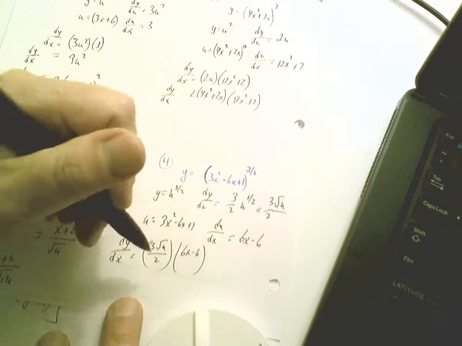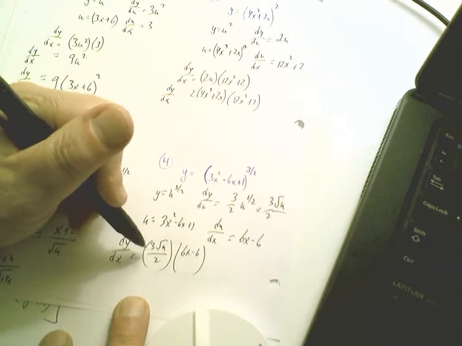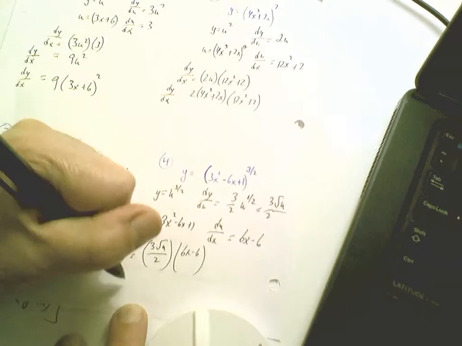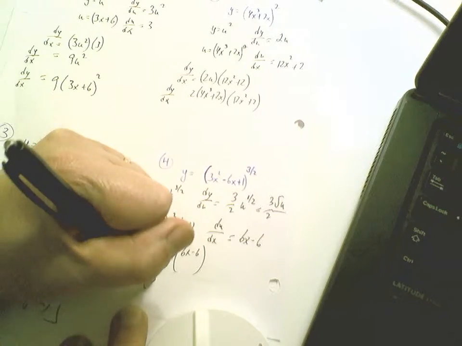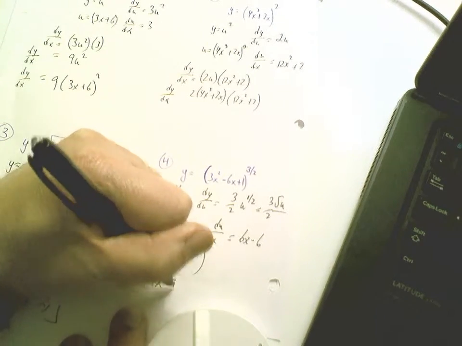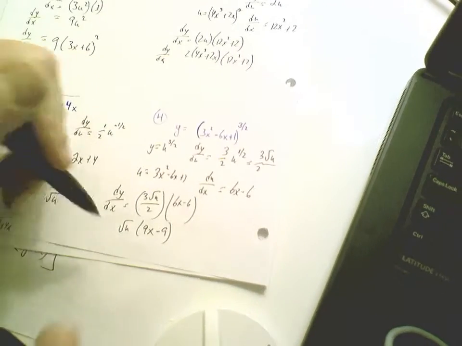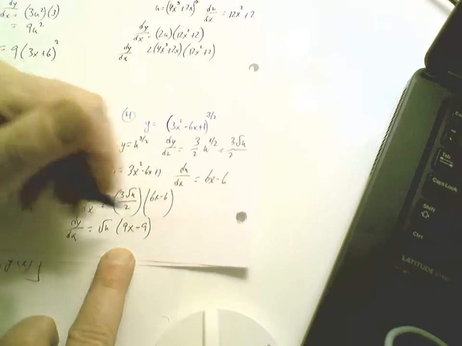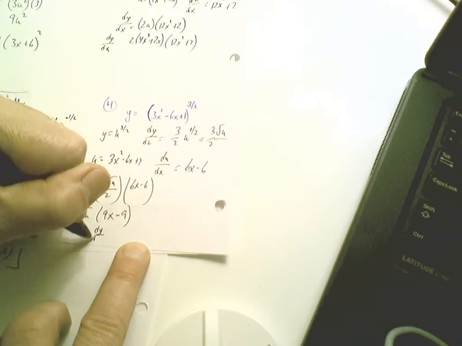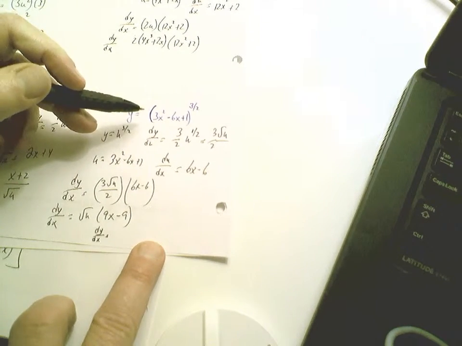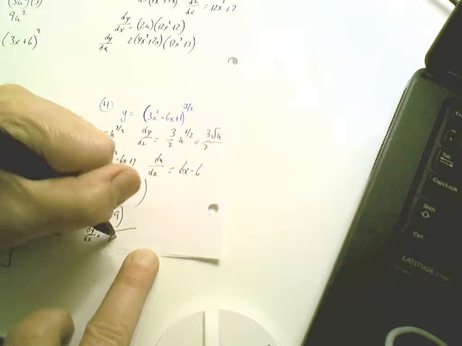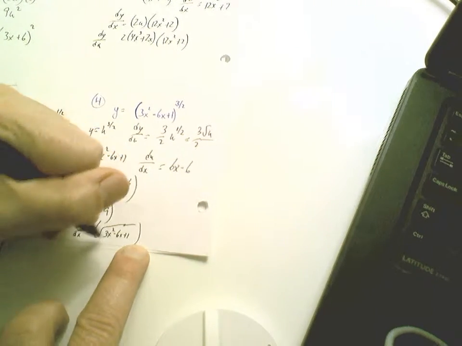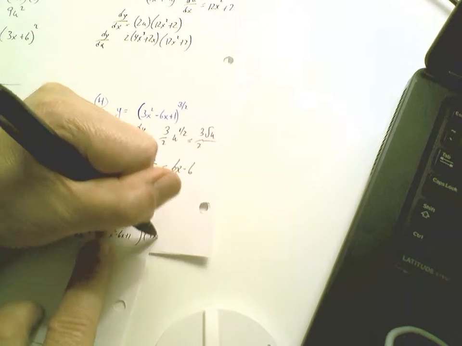I'll wind up with 18x minus 18 over 2. So I'll have the square root of u times 9x minus 9. And what's my last piece to do? Get everything in terms of x. dy dx equals the square root of 3x squared minus 6x plus 1 times 9x minus 9.